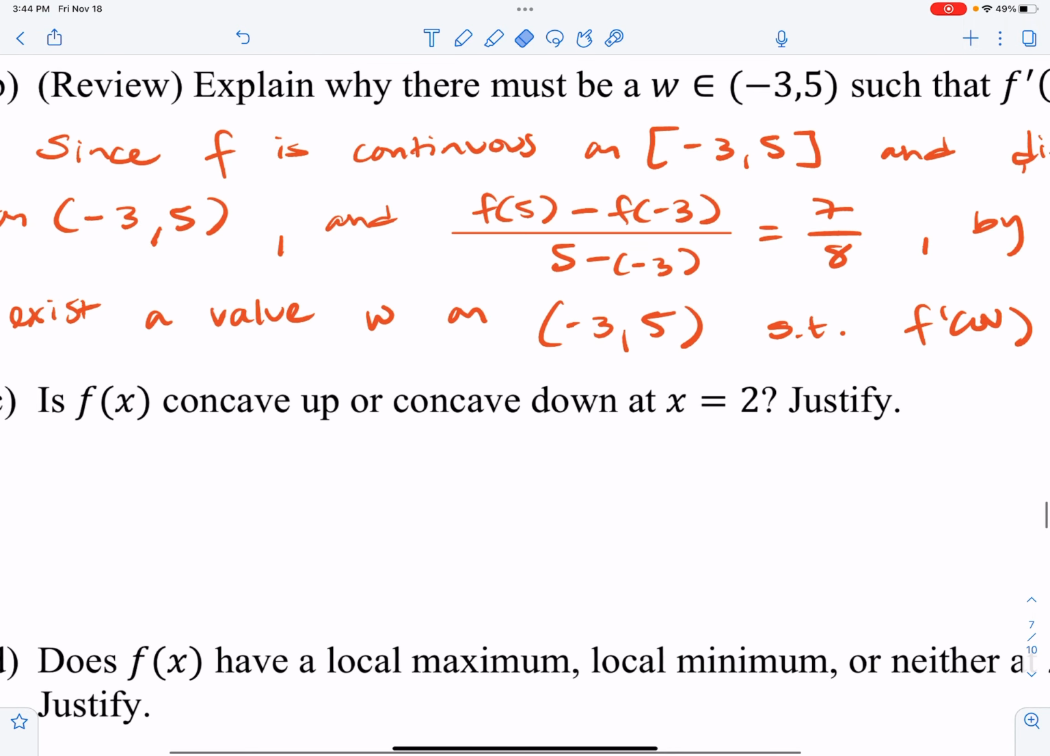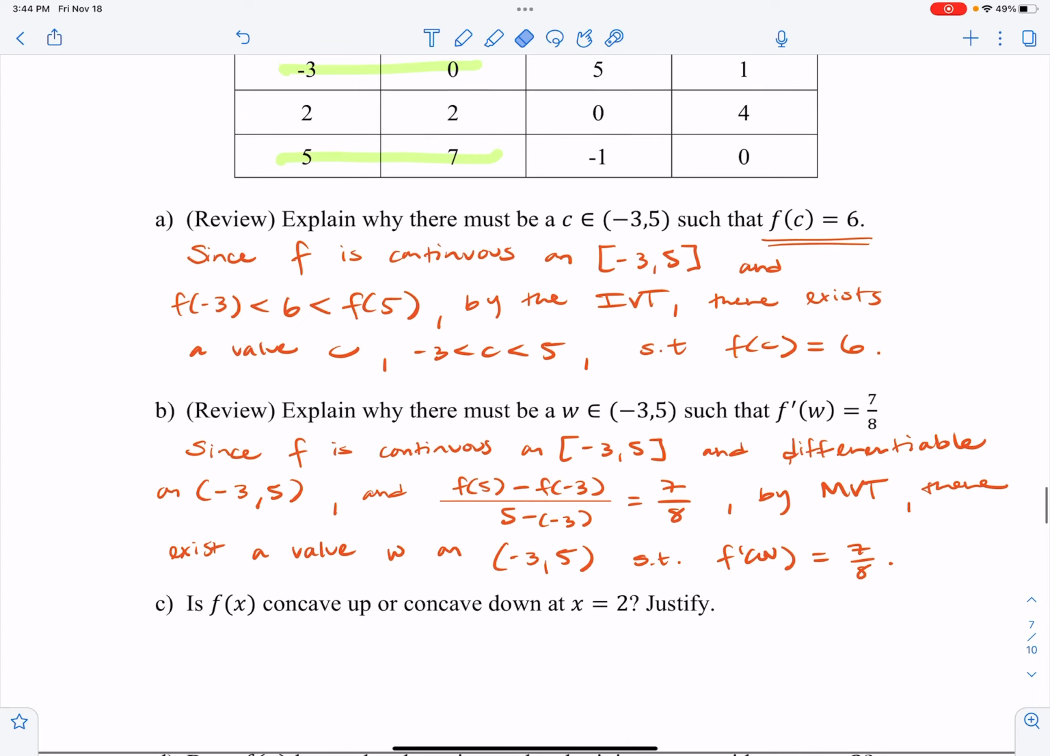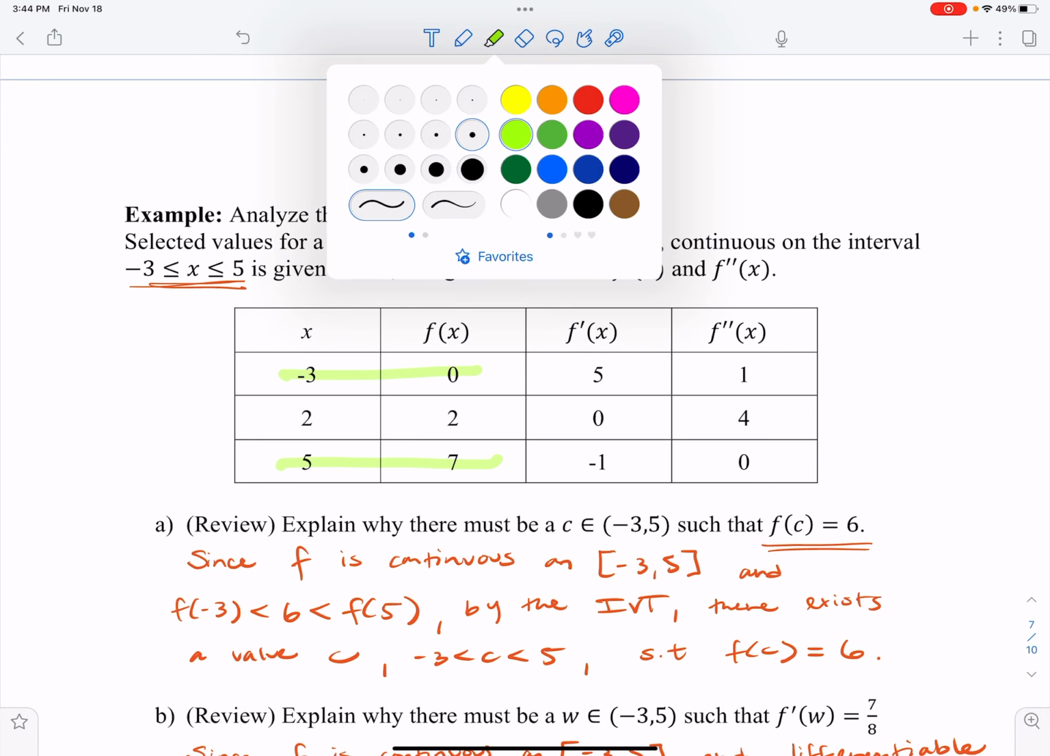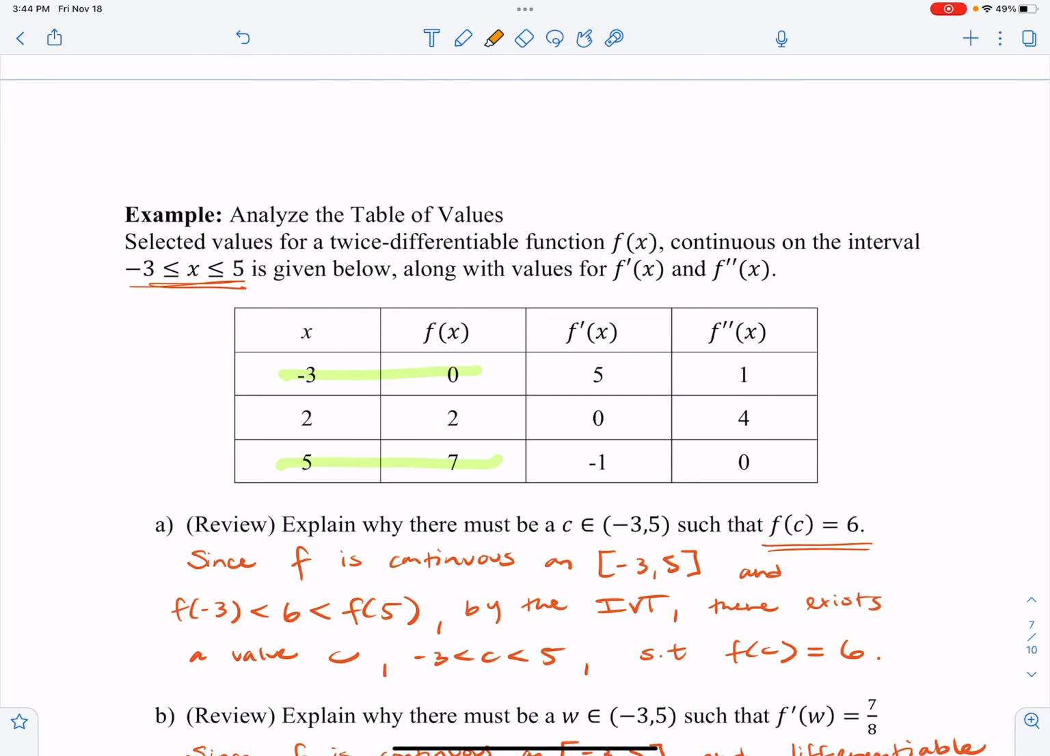Okay, question C is asking about concavity. Is f concave up or concave down at x equals 2? Well, we are given information about x equals 2. We're given the function value, the first derivative, and the second derivative. Well, f double prime of 2 would be 4.